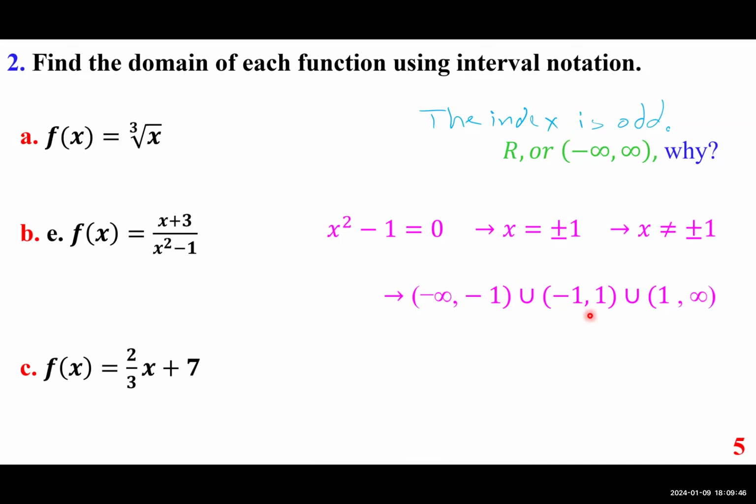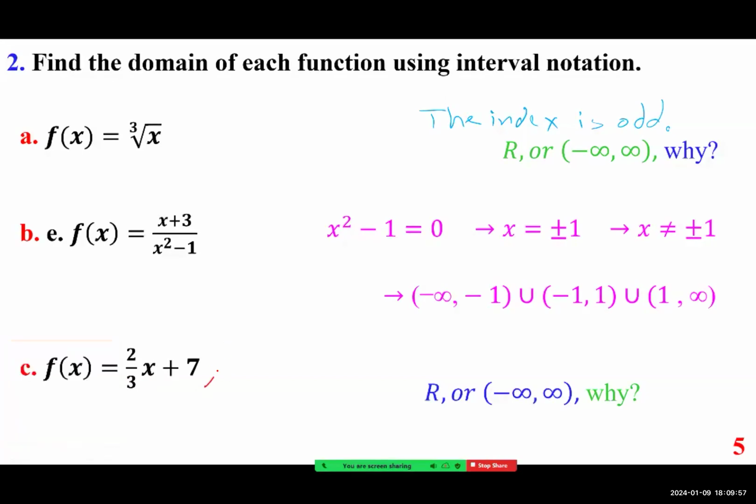f of x equals 2/3 x plus 7. The domain is all real numbers. Why is that? Again, you can say it's a polynomial of degree 1, or it's just a linear function. It's a linear function.